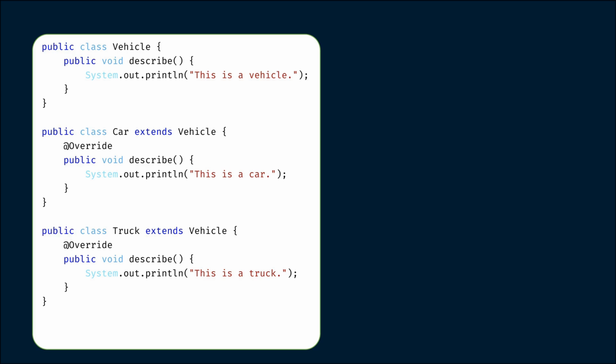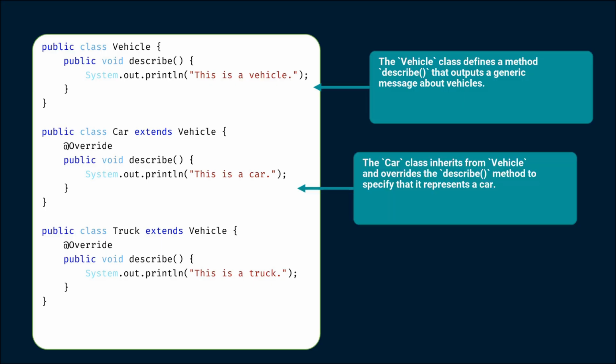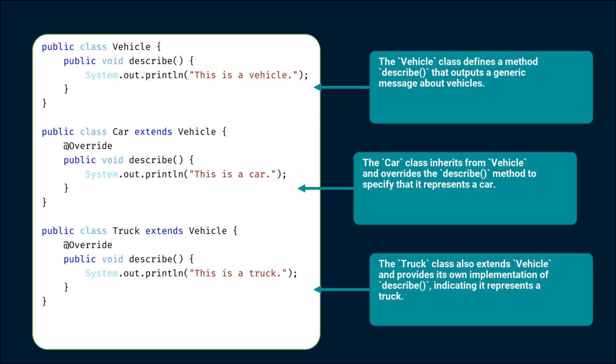Now let's take a look at how we can implement inheritance in our code. We begin with a base class called Vehicle, which contains a method named describe. This method is intended to provide a general description of what a vehicle is. By creating this base class, we establish a foundation that captures the shared characteristics of all vehicles.